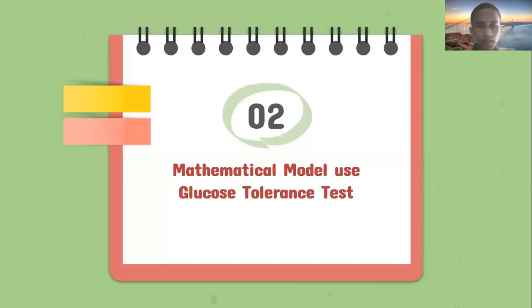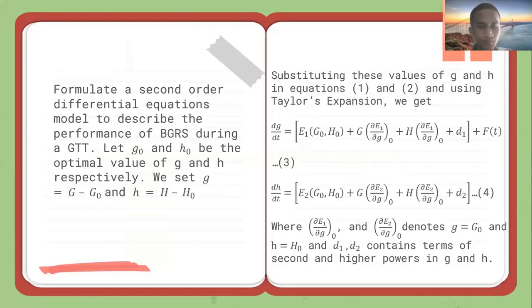The second is the mathematical model using the glucose tolerance test. Formulate a second-order differential equation model to describe the performance of BGRS during a GTT. Let G0 and H0 be the optimal values of G and H respectively. We set g equal to uppercase G minus G0 and h equal to uppercase H minus H0.